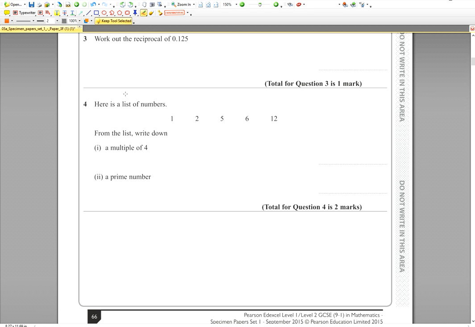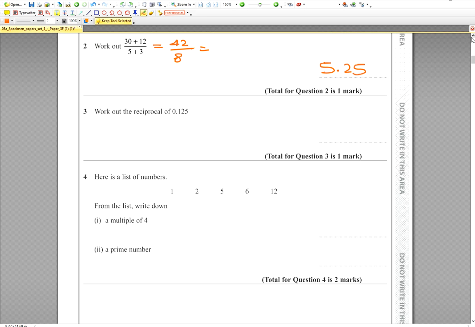Now, the next question says, work out the... Have I skipped a question? That's naughty of me. Which one, number 3? I'm going to do that one. Work out the reciprocal of 0.125. Oh, you can't see all of them on there. Sorry, it's a little bit of a mismatch on the screen.